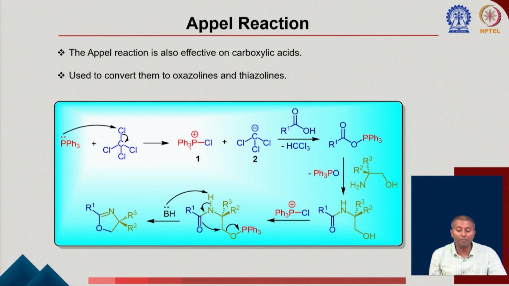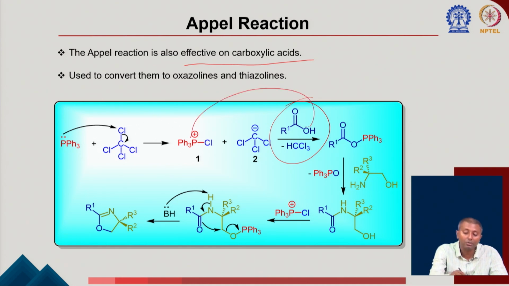Okay, there are some variations here. The Appel reaction can also be effective with a carboxylic acid instead of the alcohol. If you use a carboxylic acid, it can convert to the corresponding oxazolines or thiazolines, depending on what type of substrate. So once you have the acid here, what is going to happen? You can remember the acid OH can, very similarly to the alcohol, attack this species. So this can attack this species after the formation of the O minus, after this proton abstraction.